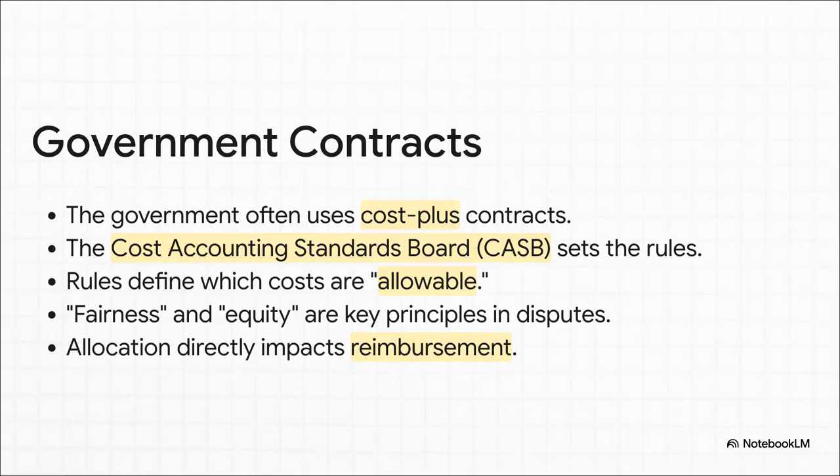So here's the inside scoop on why this is such a big deal. The government often uses something called cost-plus contracts. Basically, they agree to pay a company for its costs plus a little extra for profit. But, and this is a huge but, they have a whole rulebook on what costs they will actually reimburse. It's all laid out by the Cost Accounting Standards Board. If you pick an allocation method that they think is unfair or unreasonable, they can just straight up refuse to pay part of the bill, and that could cost your company millions.